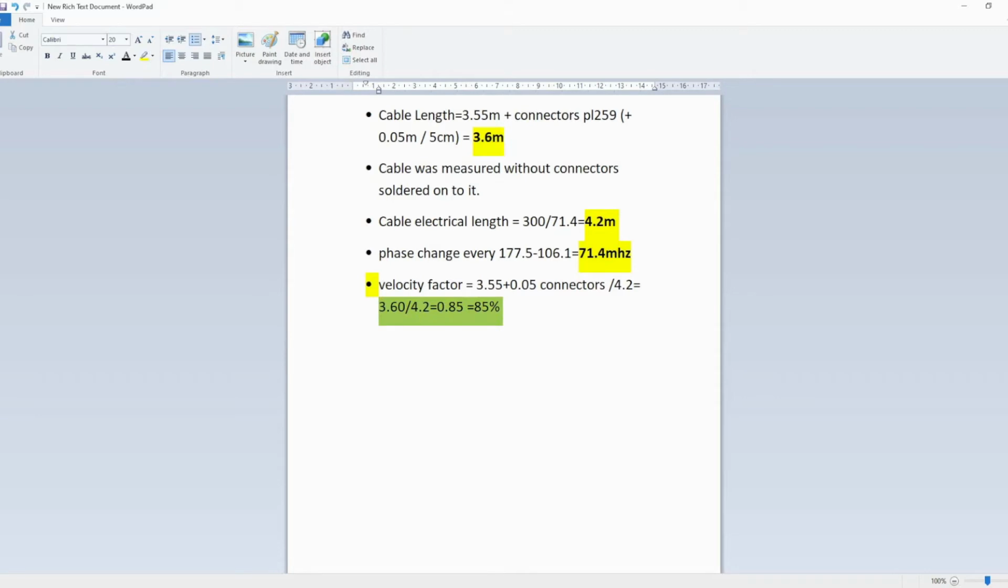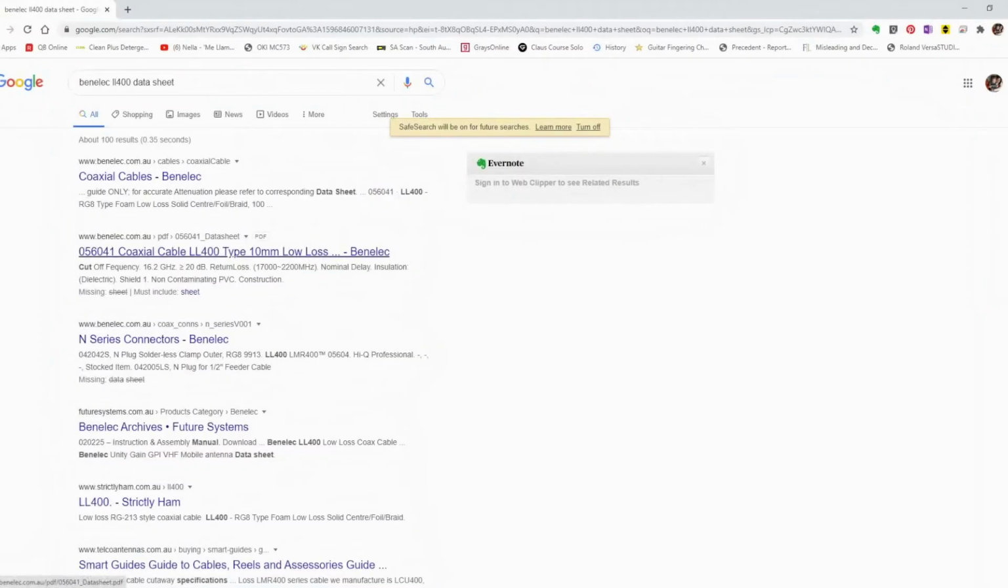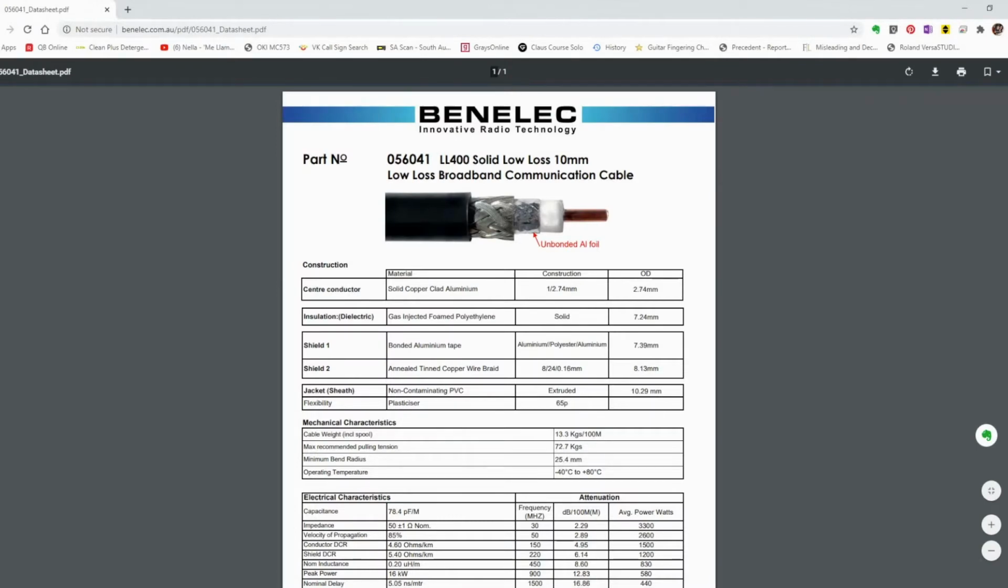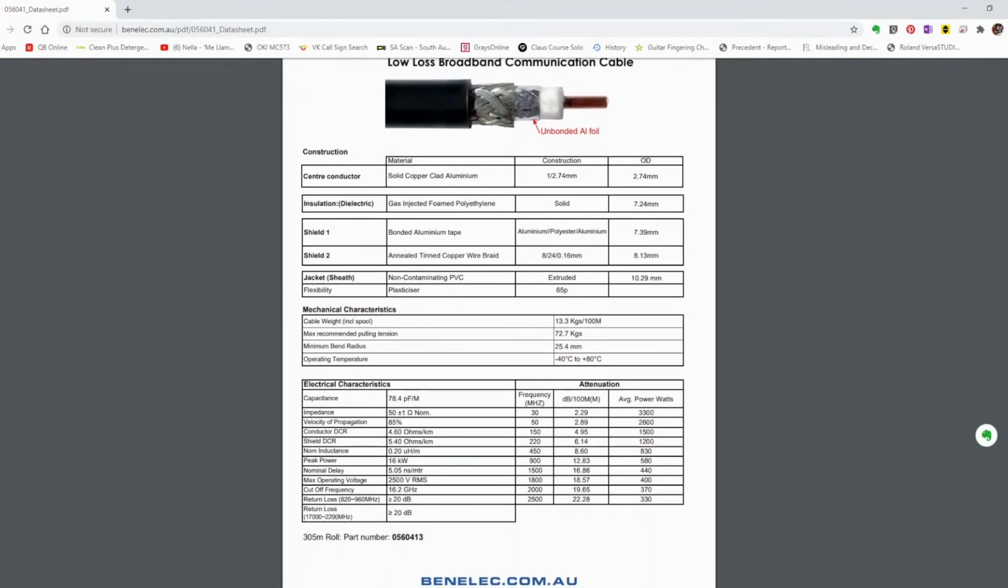Now, the velocity factor is calculated by dividing the physical length by the electrical length. So in this instance, we got 3.6 divided by 4.2, and that is 0.857 something. So rounded, I would say it's 85% or 0.85. My cable, I measured prior to soldering the PL259 connectors, and the length of it was 3.55 meters. However, taking into consideration the two PL259 connectors that were soldered after the measurement, I'll probably say 3.6 meters. So our calculation revealed that the velocity factor of this cable is 85%.